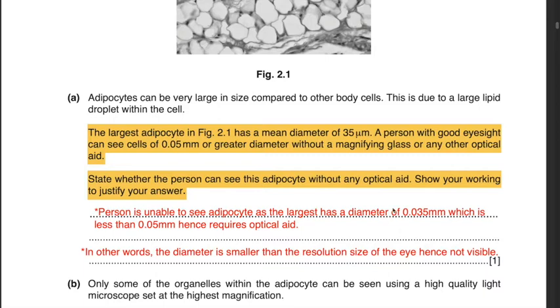Then 0.035 is less than 0.05 millimeter. In other words, the diameter of the adipocyte is smaller than the resolution size of the eye, hence it is not visible. Remember this carefully. If a given cell is smaller than the resolution size or less than the resolution limit, then the person will be unable to see it. A person can only see cells that have a diameter which is greater than the resolution limit. Since this adipocyte has a diameter which is less than 0.05 millimeter, the person requires optical aid.